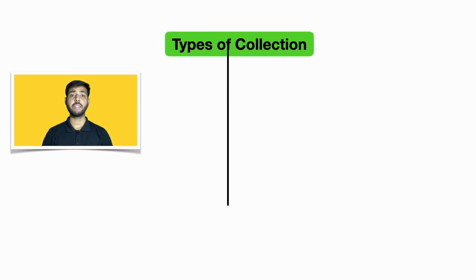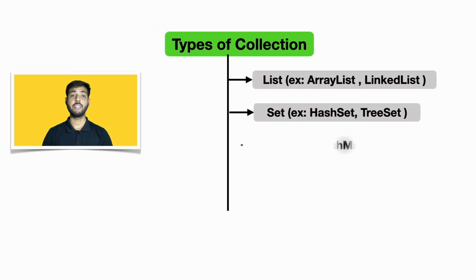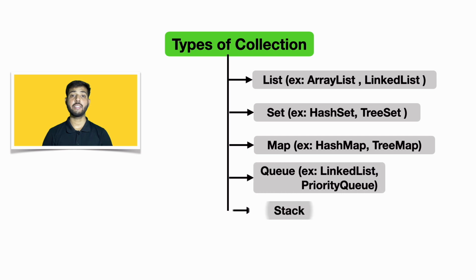Java provides several types of collections such as list, example ArrayList, LinkedList; set, example HashSet, TreeSet; map, example HashMap, TreeMap; queue, example LinkedList, PriorityQueue; and stack. These are just some of the most commonly used types of collections in Java. There are many other specialized collection classes and interfaces available in Java that can be used for specific use cases. We will learn about them in detail in the coming videos.